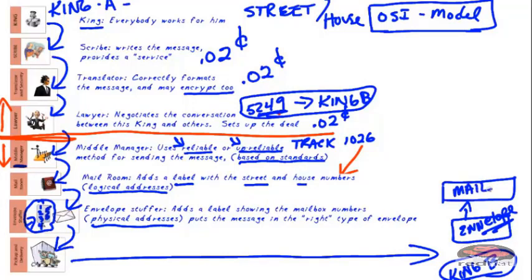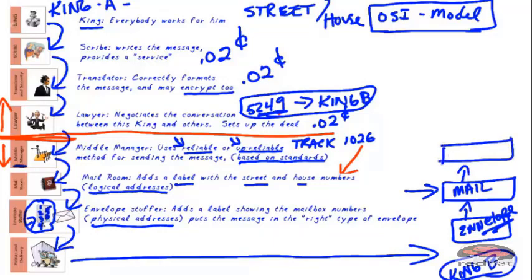Well, wait, Keith, I think I get this. If King A added a label with the street and house number, I imagine in the mailroom on King B's side, they're going to verify that address, the street and house number, is correct for them. And that's exactly what they do. So the mailroom in King B's kingdom looks at that information and says, oh my goodness, this is our street, this is our castle number, our house number, it's for us. They remove that information because it's no longer relevant, and they pass it up. Who do they pass it up to?